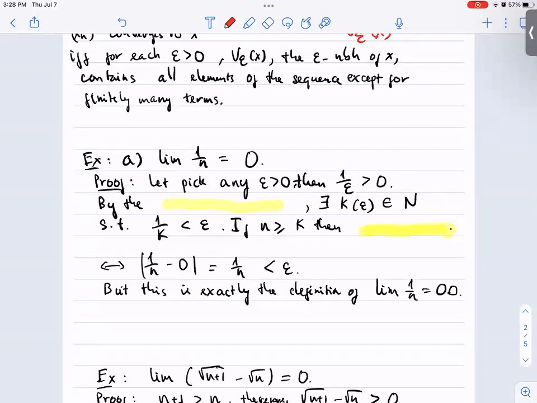Example 1. The limit of the sequence 1 over n is equal to 0. So in this case, you have xn equal to 1 over n. Now, why is this true? In order to see this, let's pick any number epsilon greater than 0. Then obviously, 1 over epsilon is greater than 0. We're going to use a very important property we learned in the previous chapter, that is the Archimedean property.